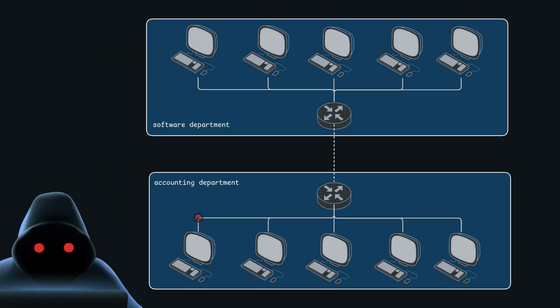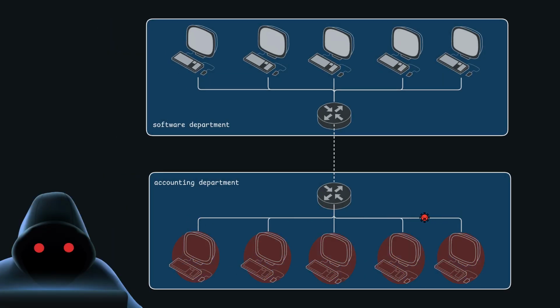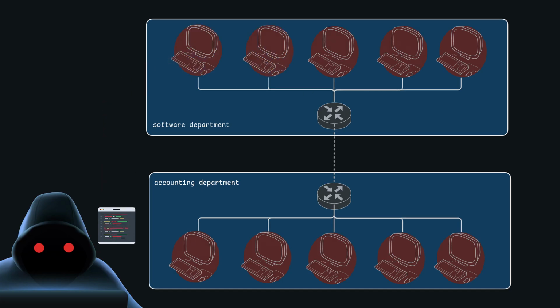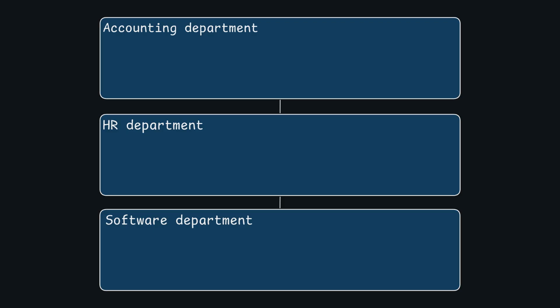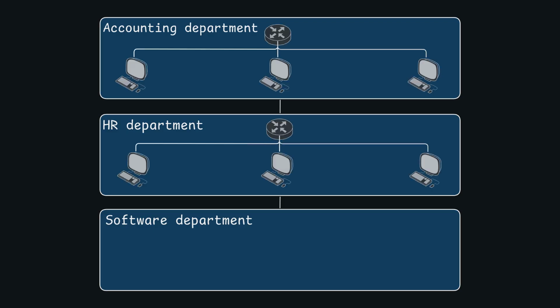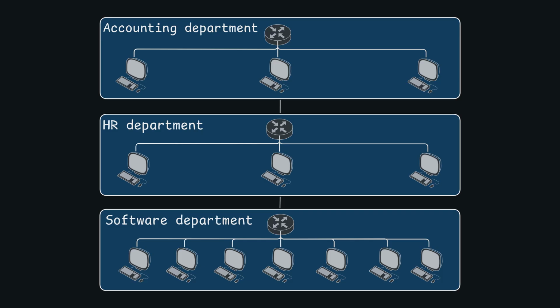How long does it take a hacker who breached the accounting department to steal the software team's source code? If your network is set up wrong, just seconds. Imagine a three-story office building. Accounting, HR, and the software team all share one massive network. This creates two huge problems.